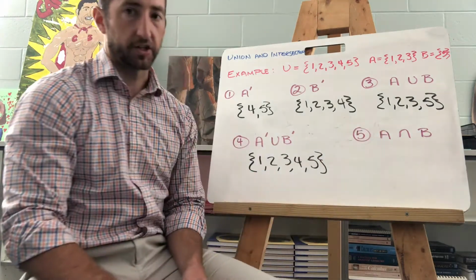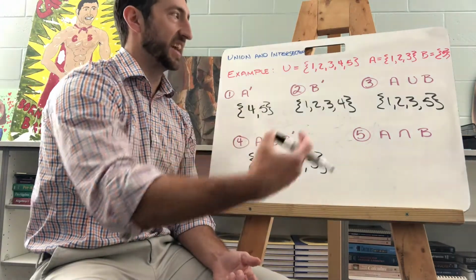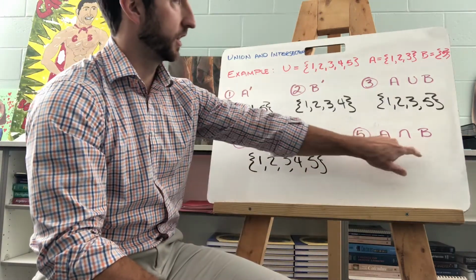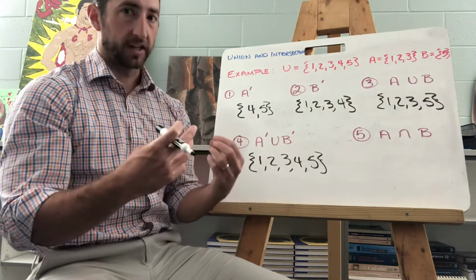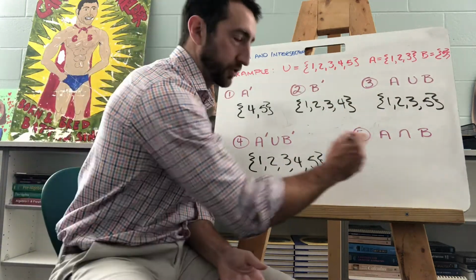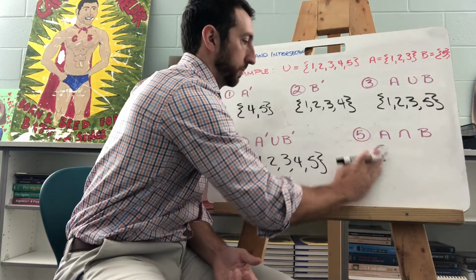Then we've got the intersection. Intersection is "and." That means it's got to be in both the first set and the second set. So if I'm looking here, A is 1, 2, and 3. B is 5. There's nothing in common there. So the way that we write this, you can write this as an empty bracket. So that was a bad one.